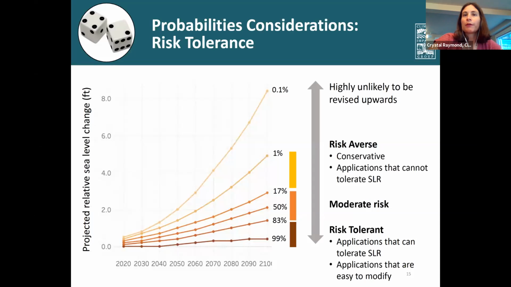On the other end, the 17 to 1% probability, these are for risk-averse situations, so applications that really cannot tolerate sea level rise being greater than the values that you plan for, and this is a fairly conservative part of the range to use. So for example, this might be in the application of a wastewater treatment plant. On the other end, on the risk tolerant side, appropriate applications for that might be things like a parking lot, a picnic area, a campground, or infrastructure that can tolerate some sea level rise. And then in the middle again, with moderate risk, is the 17 to 83% probability.